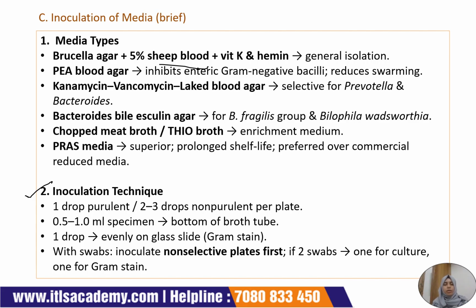Now, 0.5 to 1.0 ml of specimen is used at the bottom of the broth tube. One drop is smeared evenly on a glass slide for a gram stain. If we use swabs, inoculating the non-selective plates first is preferred, and if two swabs are used, one is used for culture and one for gram stain.